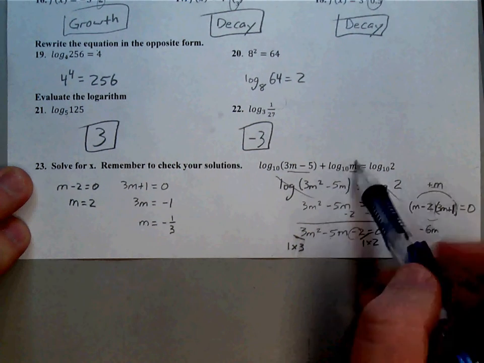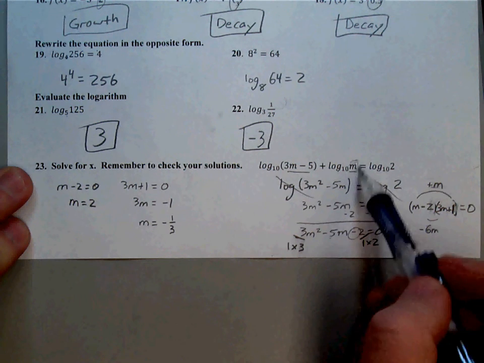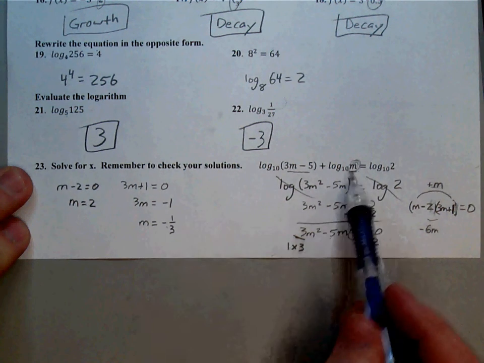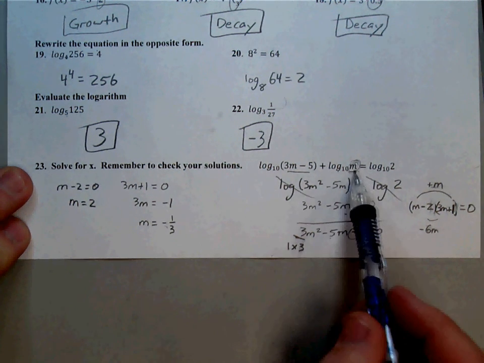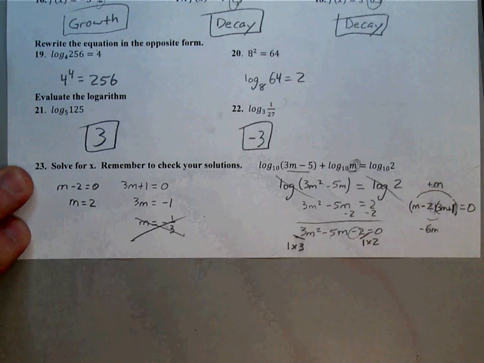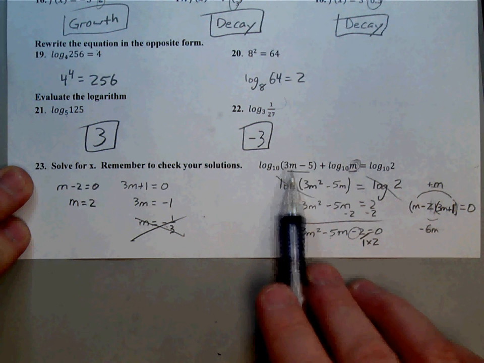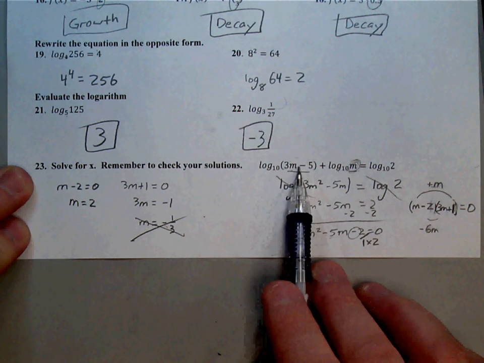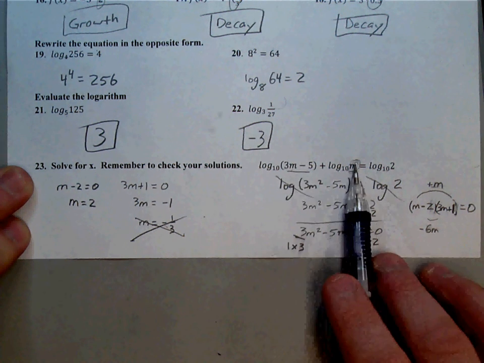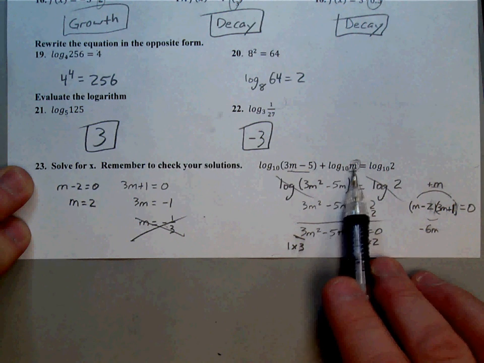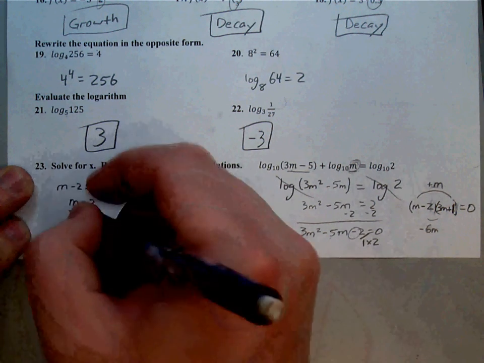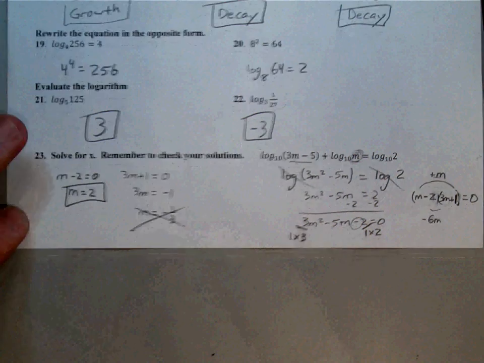Notice this term right here, log base 10 of m. I get to plug the m directly in. Negative 1/3 doesn't work. Can't take a log of a negative 1/3, so I have to throw that out. What about 2? Consider every log. 3 times 2 is 6, minus 5 is 1. That one would be okay. The next one, and have log base 10 of 2. That one's okay. Far right side's okay. So 2 works, and it's the only one that does work.